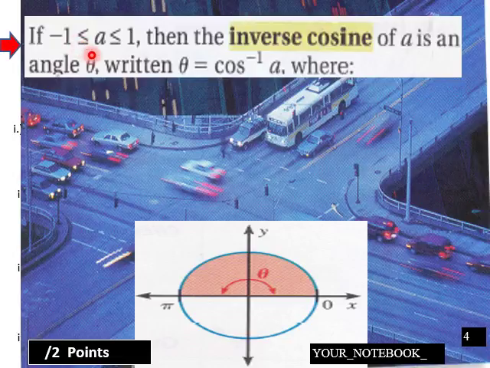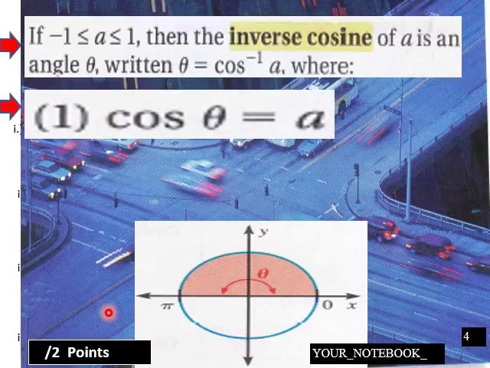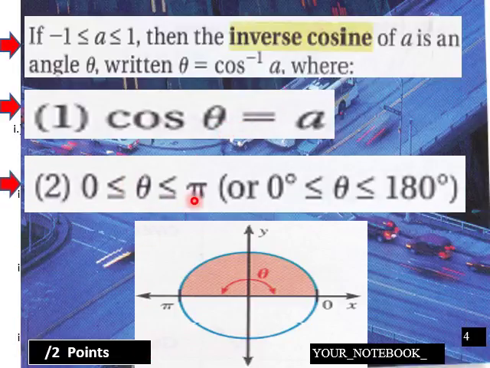If -1 is less than or equal to A and A is less than or equal to 1, then the inverse cosine of A is an angle theta, written theta equals the cosine inverse of A, where cosine theta equals A. This would be -1 for cosine, and this would be +1 for cosine. And then here are our domain restrictions for that: 0 to pi, or in degrees, 0 degrees to 180 degrees.